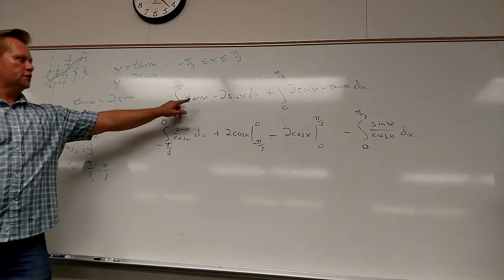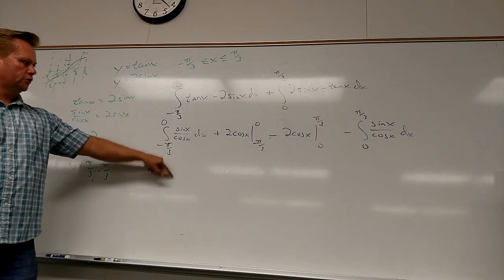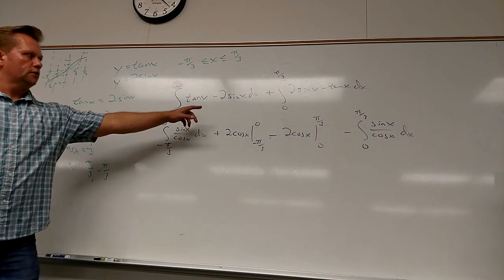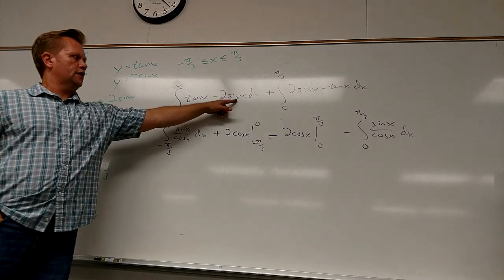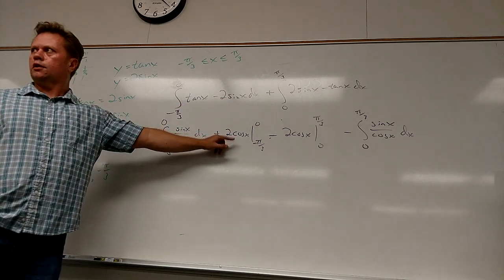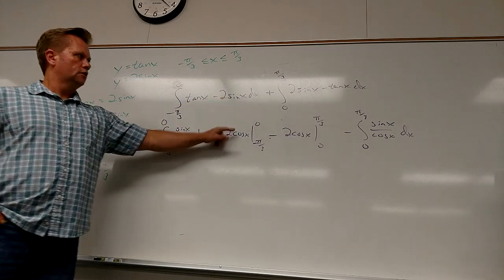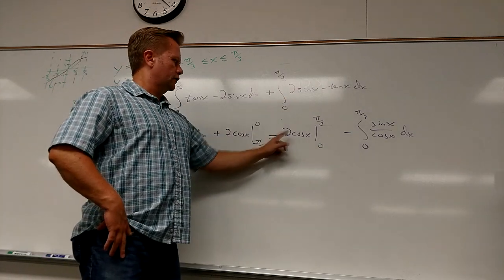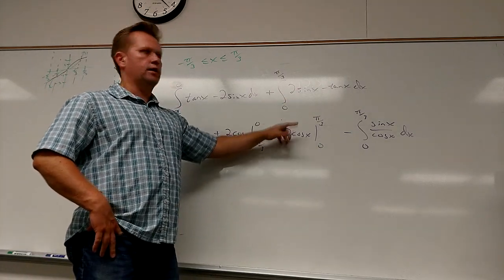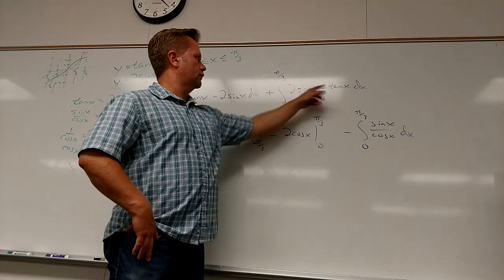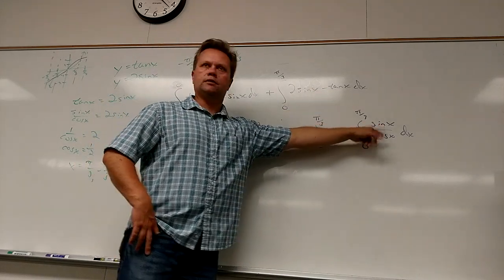All I did was I took this and I said, let me rewrite this, and I'm going to worry about the integral on the next step. The integral of negative sine is cosine, because the derivative of cosine is negative sine. Integral of sine is negative cosine. 2 just comes for the ride. And then minus, I still have to figure out this integral, I rewrote that.